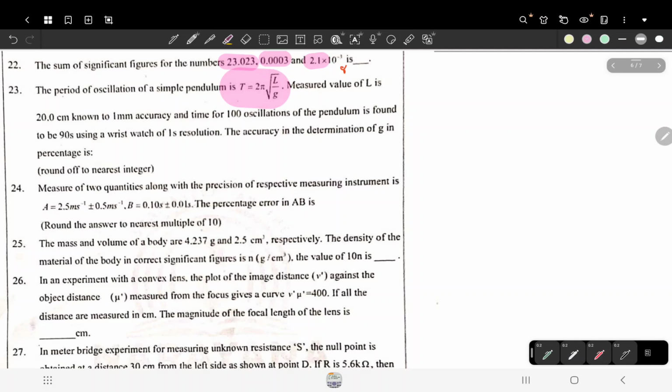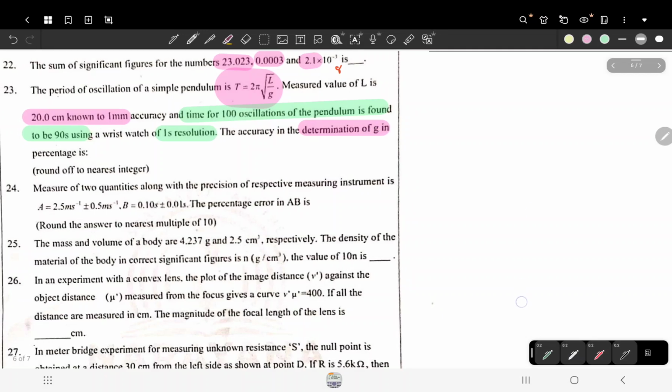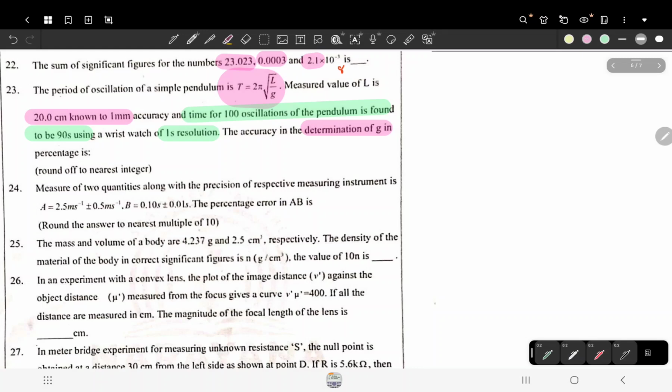Let's go with L is 20 centimeter and delta L is 1 mm. The time for 100 oscillations of the pendulum is found to be 90 seconds, and we have delta T equal to 1 second resolution, and therefore we have to determine the accuracy in g. We have to find out delta g. You know the formula, right? Therefore let's see this.